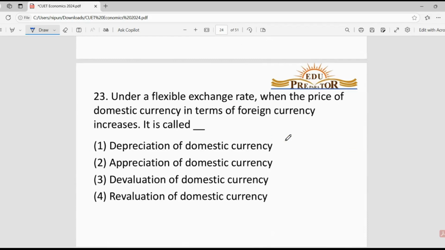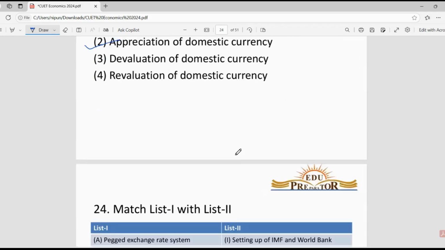Under the flexible exchange rate, when the price of domestic currency in terms of foreign currency increases, that is, the value of domestic currency is rising, then see, when the value of domestic currency rises it could be either revaluation or appreciation. But we must remember that revaluation is associated with fixed exchange rate system, whereas appreciation is associated with flexible exchange rate system. Now it is very clearly mentioned flexible. Therefore, my correct answer is option number 2, that is, appreciation of domestic currency.